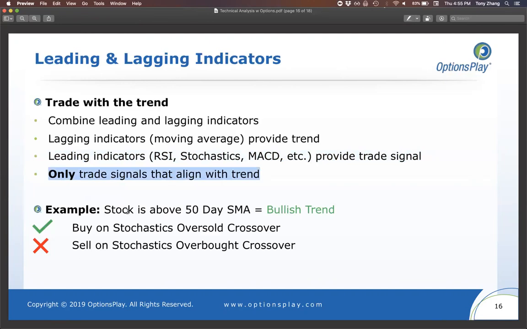So for example here, if the stock is trading above its 50-day moving average, that means the trend is bullish. In that particular case, you only want to buy on a bullish stochastic crossover. You don't want to sell that stock on a stochastic overbought sell crossover. So that's just a quick tidbit on how you can utilize leading and lagging indicators to find higher probability setups.